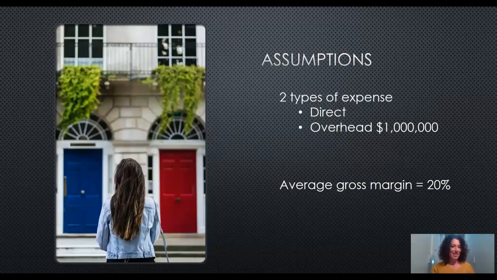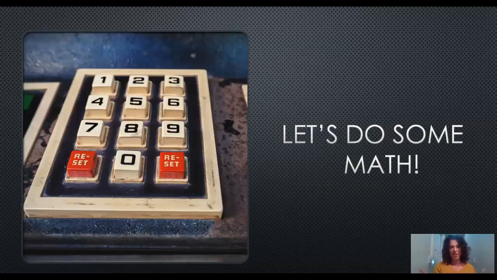I'm going to make some assumptions so that we can do a break-even point calculation together. The assumptions that I'm making is that you have two categories of expense, direct and overhead, and that's it. And our overhead, we're going to assume that we have $1 million of overhead expenses that we need to cover. The next thing that we need was our gross margin, our gross profit. So what I have assumed is that we are at a 20% gross profit. I say gross profit, gross margin, they're all the same.